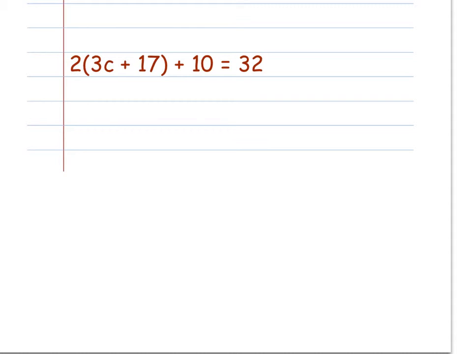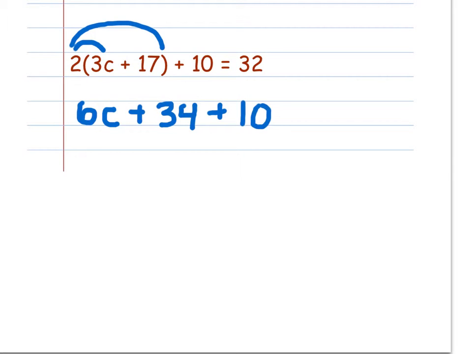So hopefully the first thing you did was you used the distributive property. I'm going to do 2 times 3c. That gives me 6c, and I'm going to keep that addition symbol. And then 2 times 17 is 34, and then I'm just going to drop down everything else.